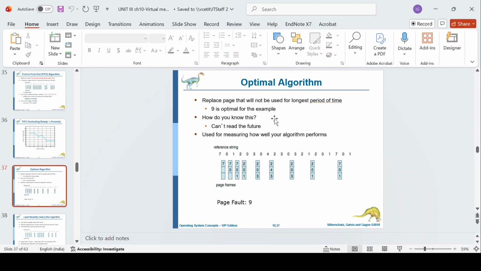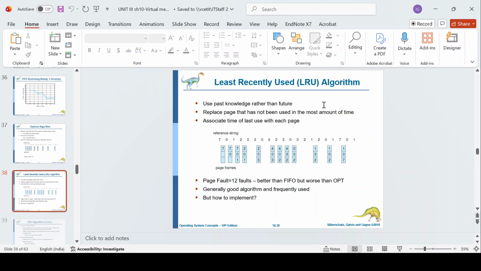The next is the optimal algorithm. In the optimal algorithm, we replace the page that will not be used for the longest period of time. So we have to refer to the future.